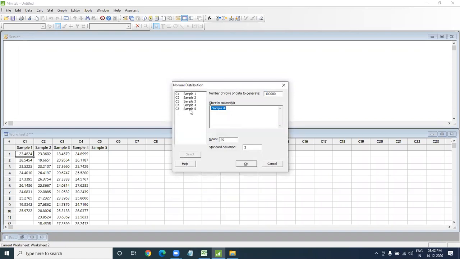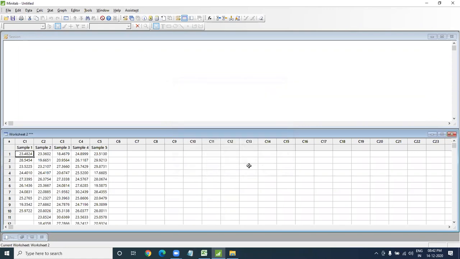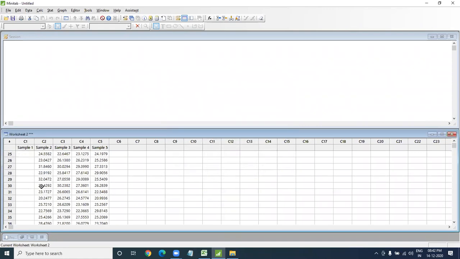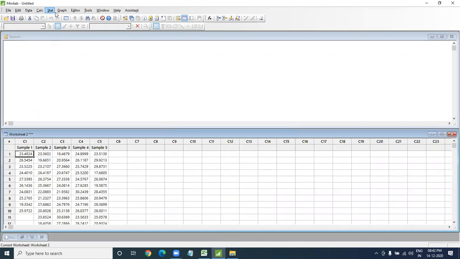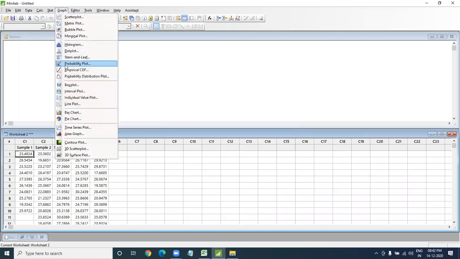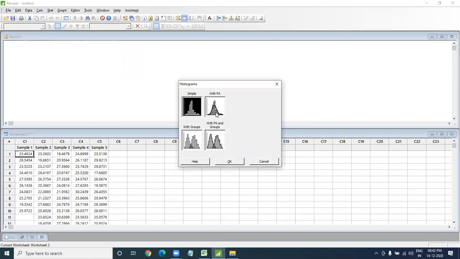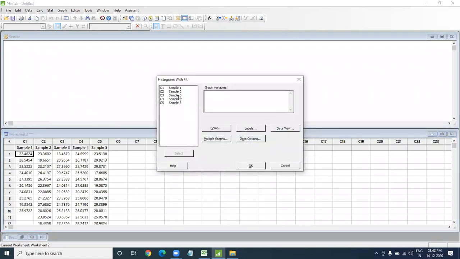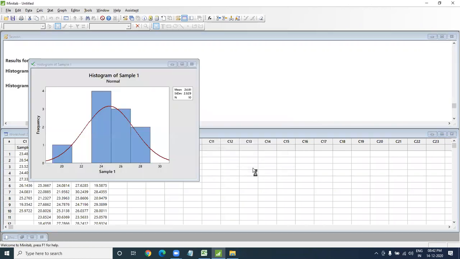It acquires the features of the normal distribution. So we've got different sample sizes, as I've kept on increasing it. Let's have a look at it one by one. Histogram, with fit. This is the normal distribution. Let me just pick up all of them in one go. Select. It should give me five different blocks.